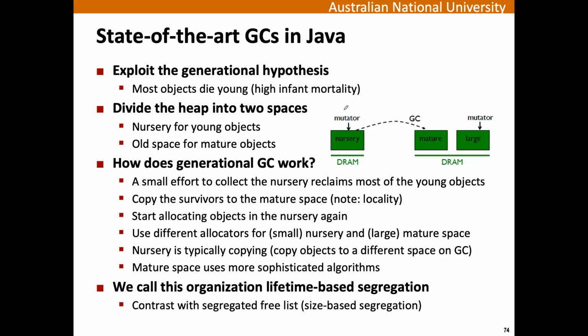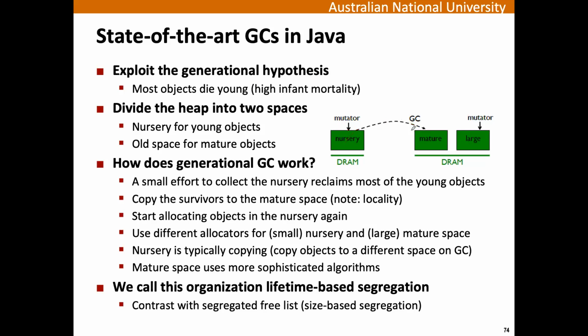So the mutator allocates in the nursery, okay? In the young space, every object begins its life in the nursery. And when the nursery is full, the garbage collector copies the reachable objects to the mature space. This is segregation, not on the basis of size, as was the case in the segregated free list. This is segregation based on lifetime.